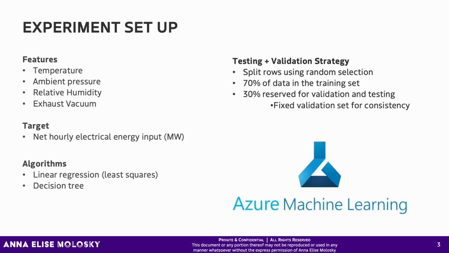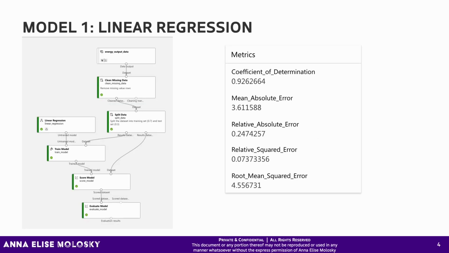On splitting rows using random selection. And again, I wanted to have some of the fixed validation set for consistency. So going back to the model, this is totally a drag and drop thing that you can build together using a UI. And so I chose here, this is the algorithm part, linear regression.